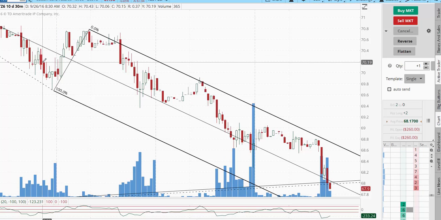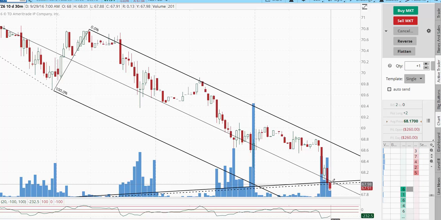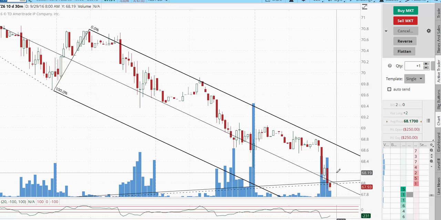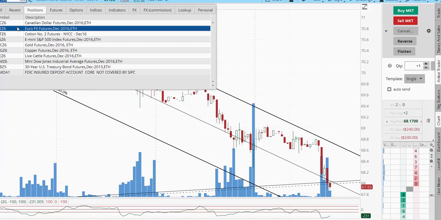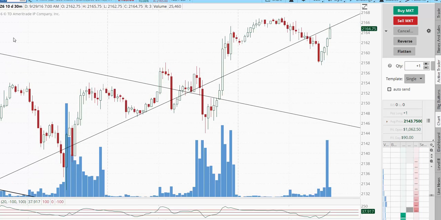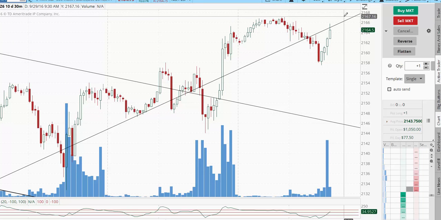Okay, let's look at cotton. What do we have going on in cotton? P&L open minus $260, and I'm on the long side, and prices are a little bit below this intraday median line. We'll wait and see what happens. E-mini, yes, the good old E-mini. Just have a lot more time for it to go to the upside, and that's what I'm looking at.